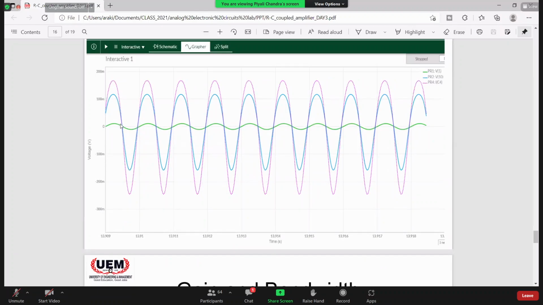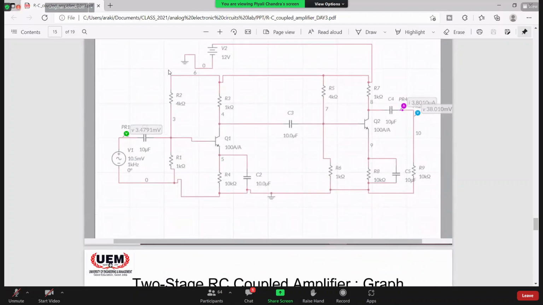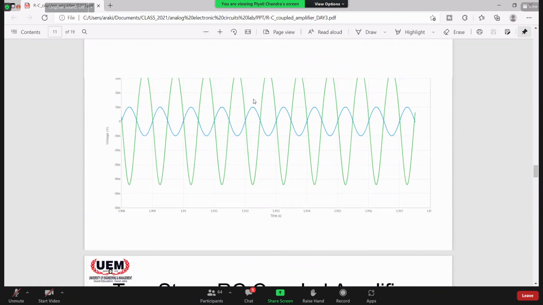But when you use two-stage, this green line is the input, the blue line is the output. Here you can see that the input one and the output one both are in the same phase. Why does it happen? If we calculate the output from that point, that is the output of the first stage and the input of the second stage, we can see a graph that is related to this, right?